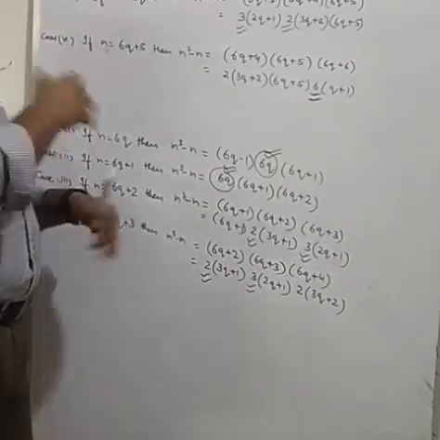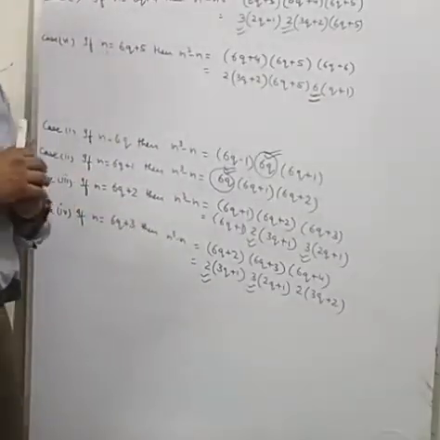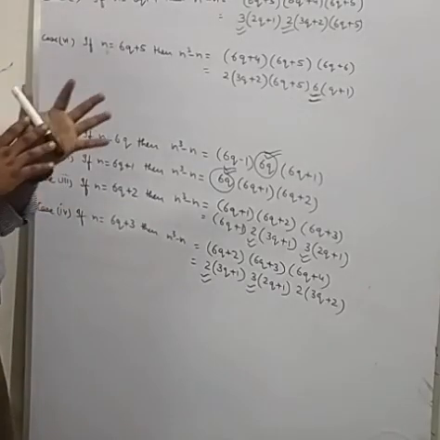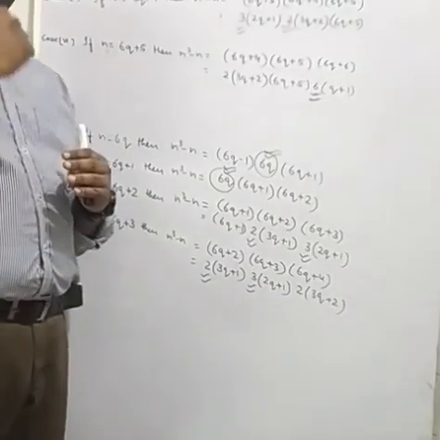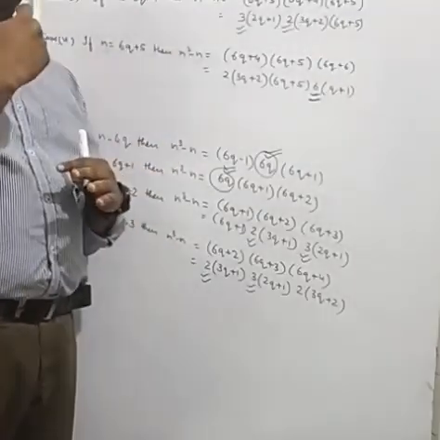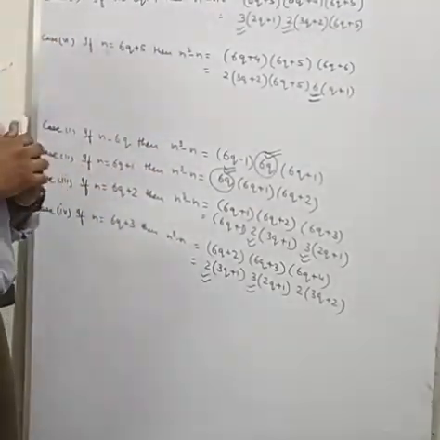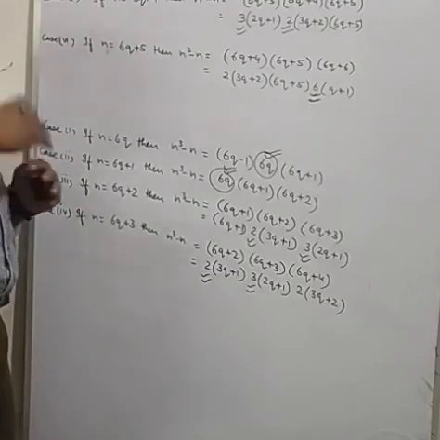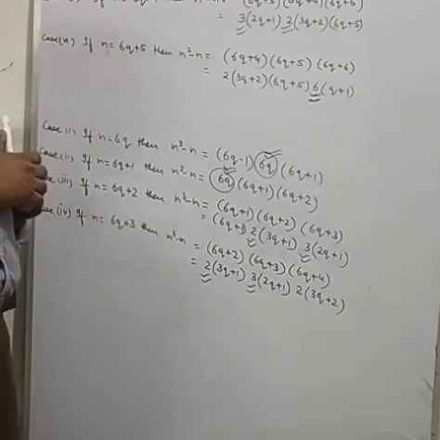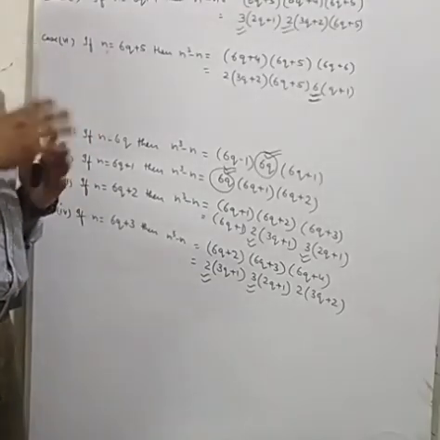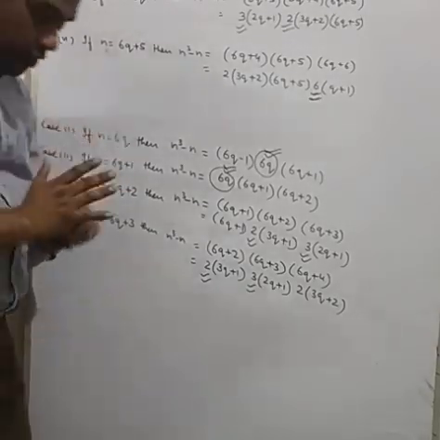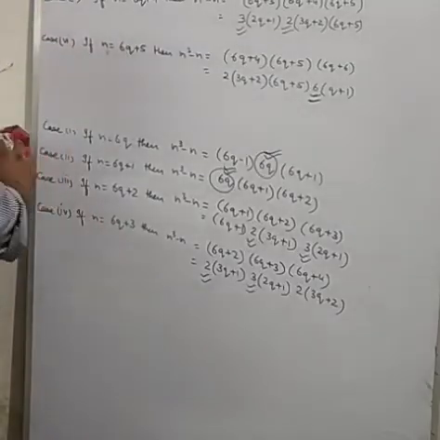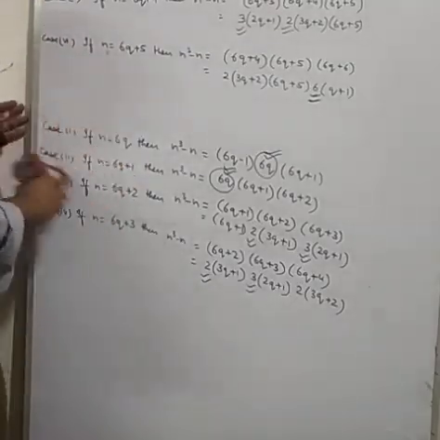Now after this, the next question is, if x and y are any odd positive integers, then we need to show that x square plus y square is even but not divisible by 4. So for this, I am going to write the question.